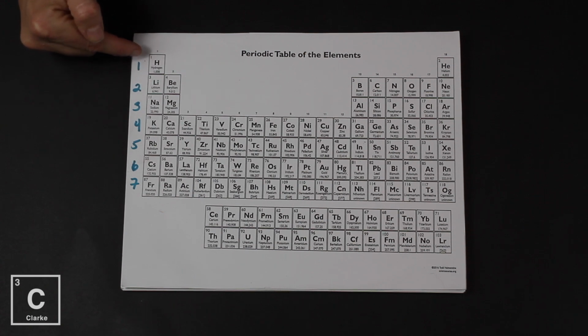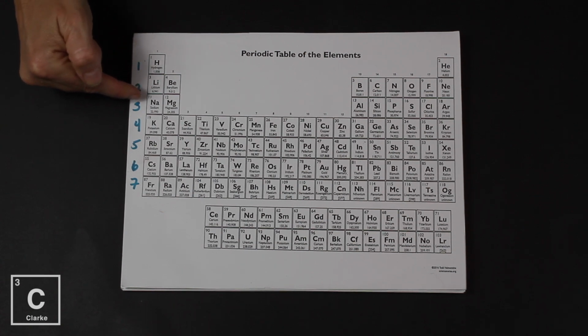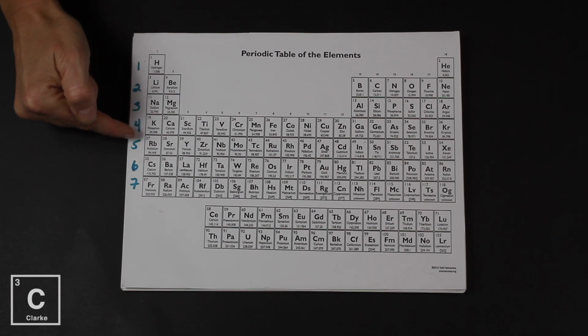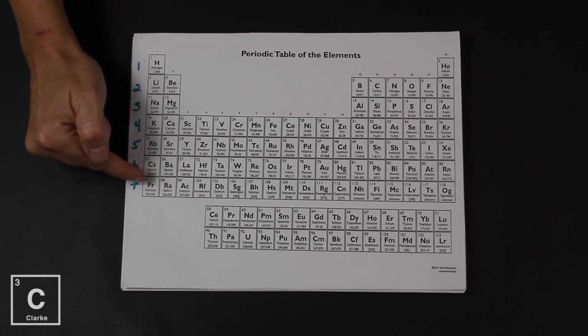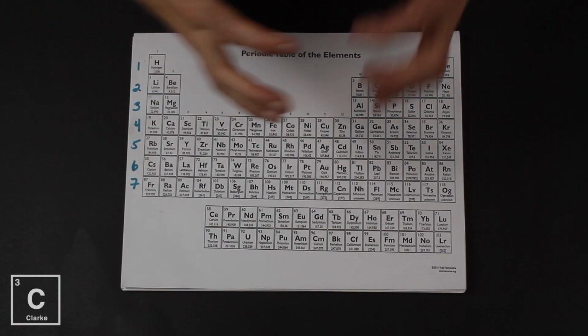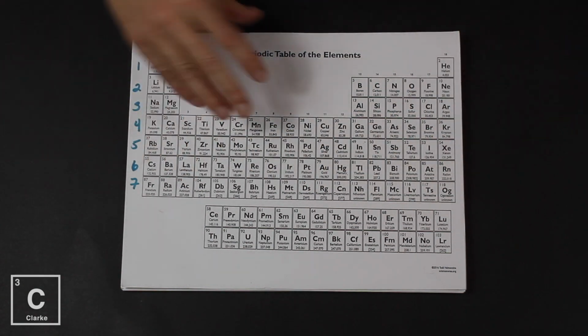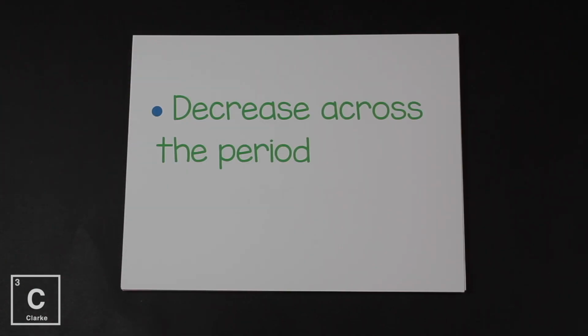So up here with hydrogen, 1 energy level. As we go down, we add energy levels, add shells, add energy levels. Francium, 7 energy levels. So of course, as we go down and add energy levels, the atom is getting bigger and bigger and bigger. Now the period trend is that it decreases as you go across the period.